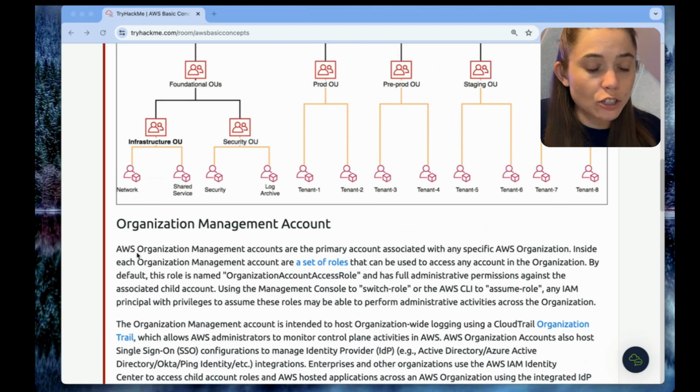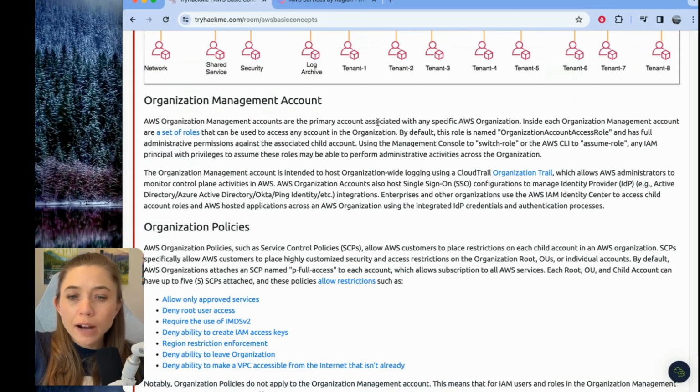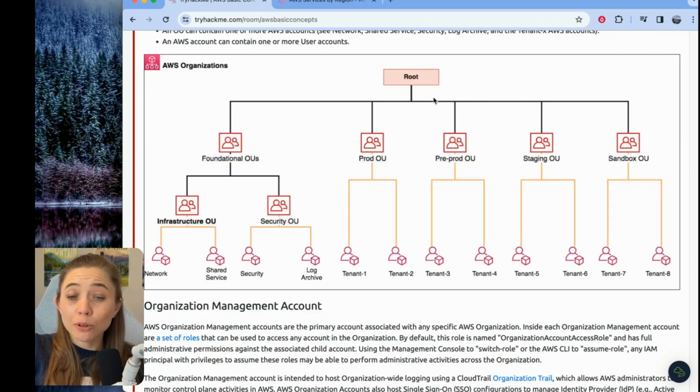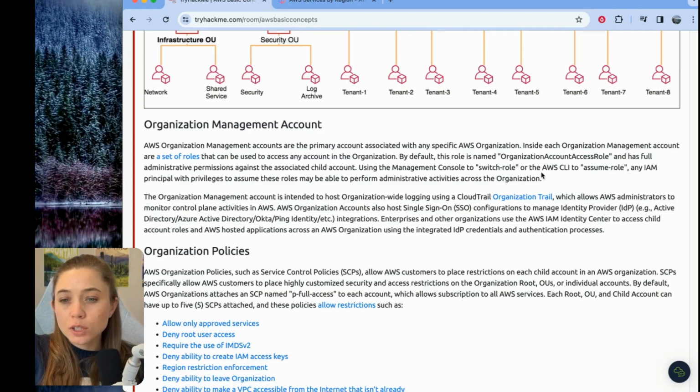And next is the organizational management account. Organizational management accounts are the primary account associated with any specific AWS organization. Inside each organization management account is a set of roles that can be used to access any account in the organization. By default, this role is named Organization Account Access Role and has full admin privileges against the associated child account. So this root account has access to a set of IAM roles that allow full administrative privileges in each of these child accounts. Using the management console to switch role or the CLI to assume role, any IAM principal with privileges to assume these roles may be able to perform administrative activities across the whole organization.